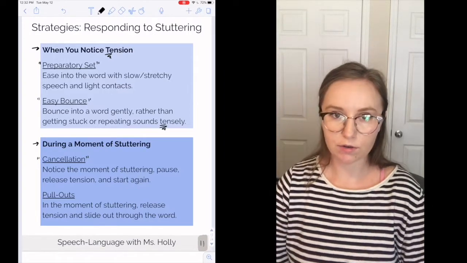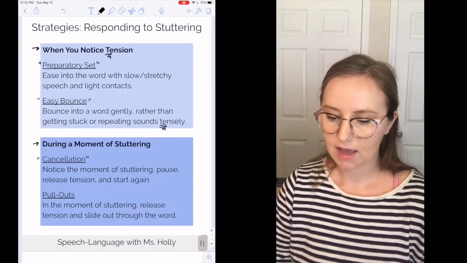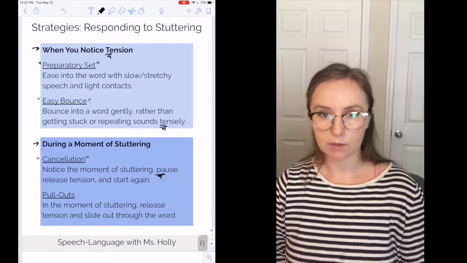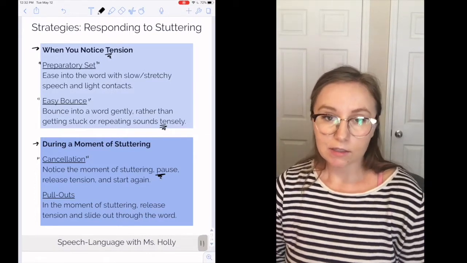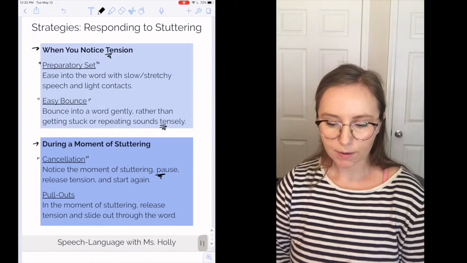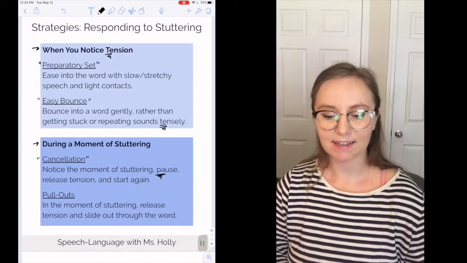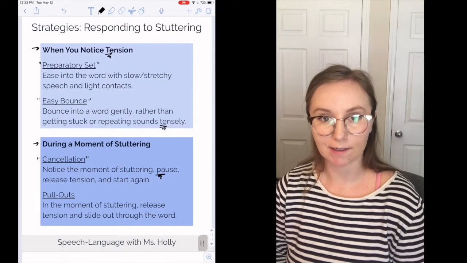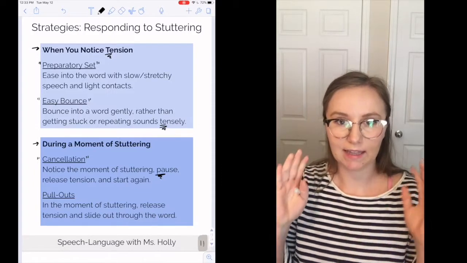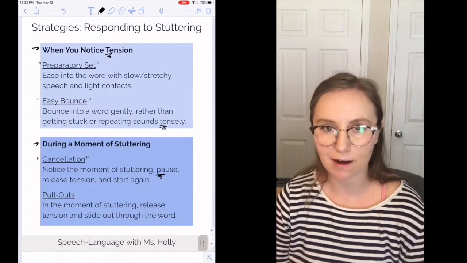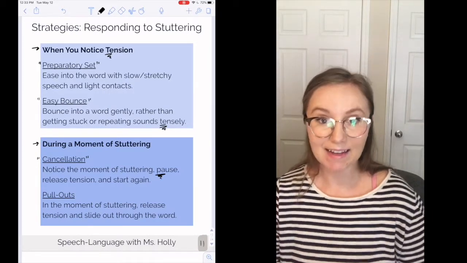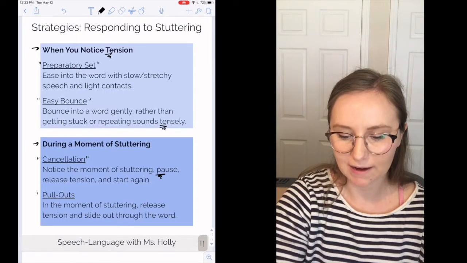So I'll show you, I'm gonna plan to get stuck on the word pause here, and I'll show you how I do a cancellation. So you notice the moment of stuttering, pause, and then you release the tension and you start again. So you notice that I kind of had a block here. What I do is I let go of my air, I relaxed throughout my speech machine, and then I started again.